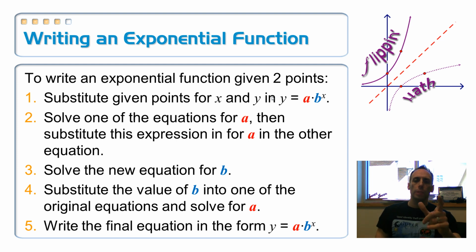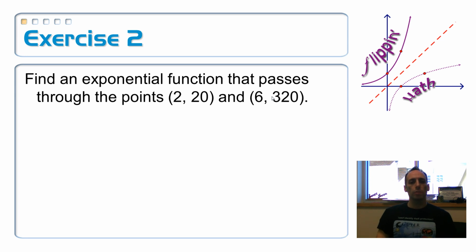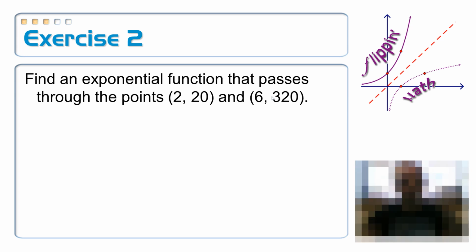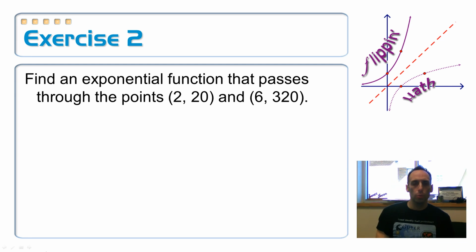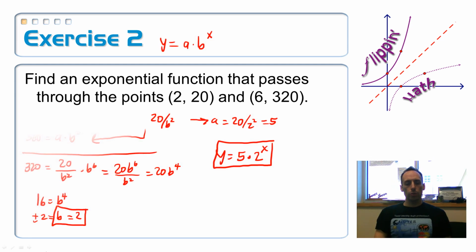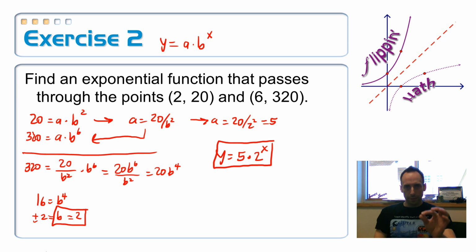So here's a chance for you to try that. On exercise 2, find the exponential function that passes through those 2 points, 2, 20 and 6, 320. Go. Okay, let's check our work. Is this what you got? Y is equal to 5, it's the a value, times 2, which is the base, raised to the x power.